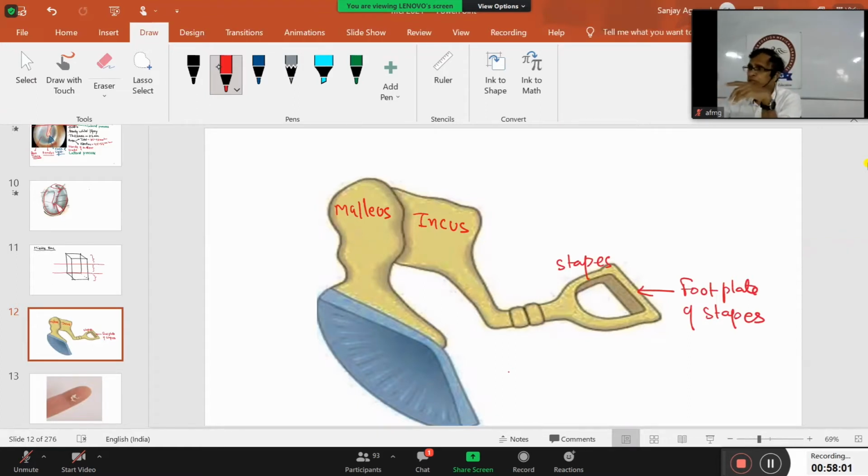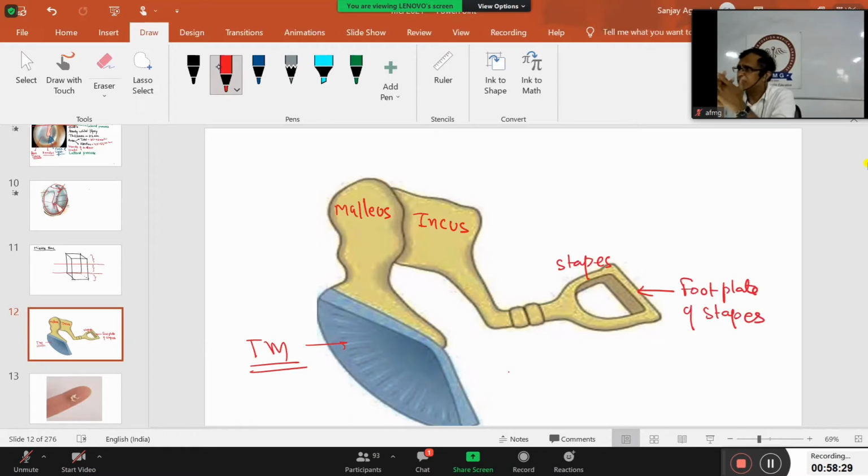And what is this blue thing? This is tympanic membrane. TM stands for tympanic membrane. So this is your ossicular chain. We call it ossicular chain. It's a chain made up of 3 ossicles. They join together and they form the chain. And this is the main thing inside the middle ear. Right?